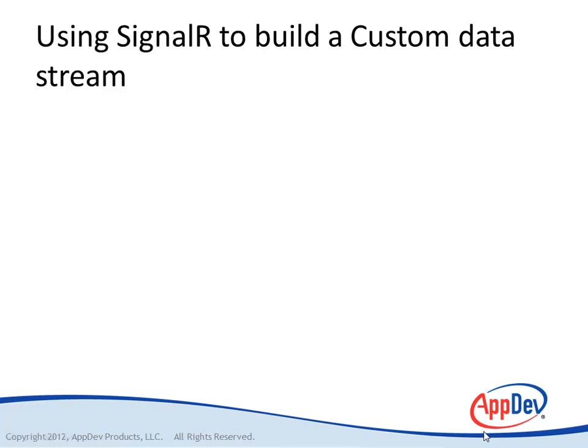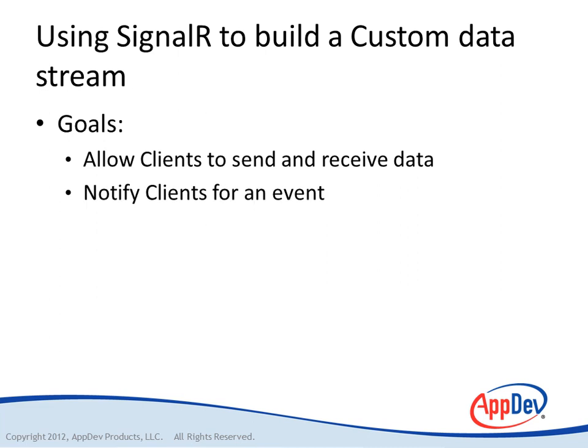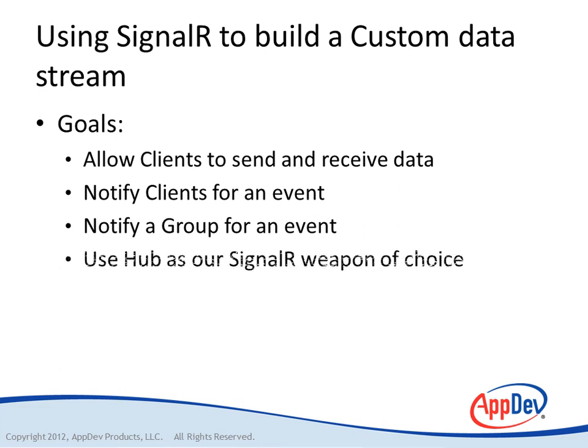The final module that we're going to be looking at is using SignalR to build a custom data stream. The goals for this mini project are going to be allowing clients to send and receive data, notify clients for an event, notify a group for an event, and then we're going to use the hub of SignalR for our weapon of choice. So essentially we're going to be building a mini application by using SignalR to accomplish what we need to do. So let's look into Visual Studio to see how we build this.